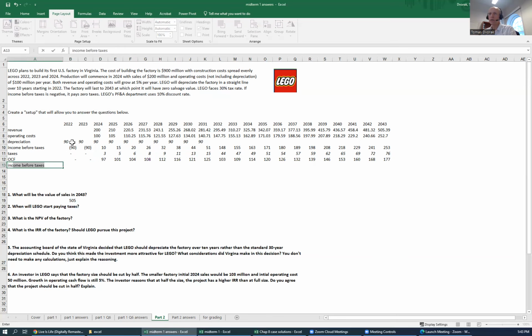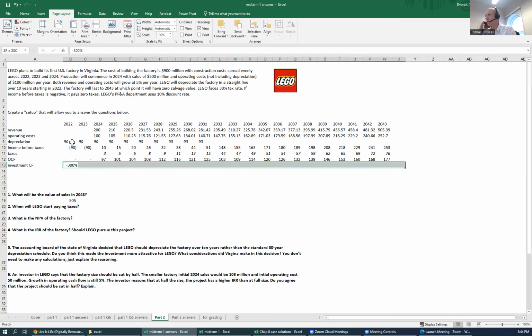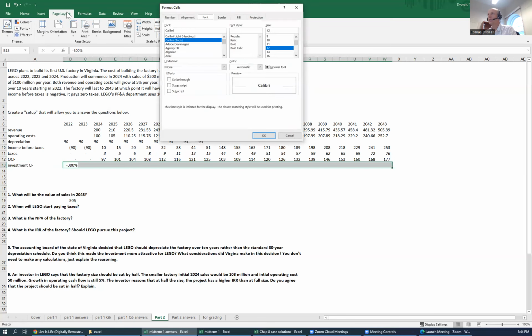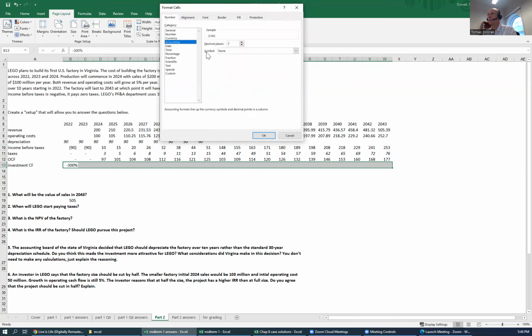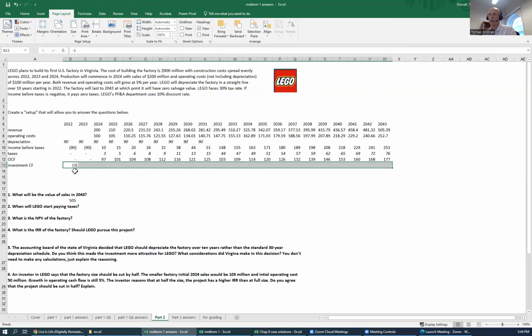Now, how about investment cash flow? So we have the factory. There's a $900 million factory that takes 3 years to build, so we're going to split that cost. I don't want this to be formatted as a percentage, so I'm going to change that with Control 1. Let's just make it accounting, no symbol, decimal places. Let's leave it like that.